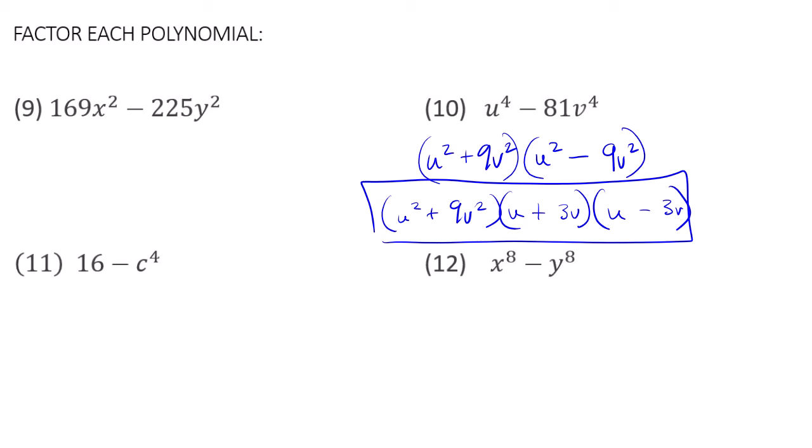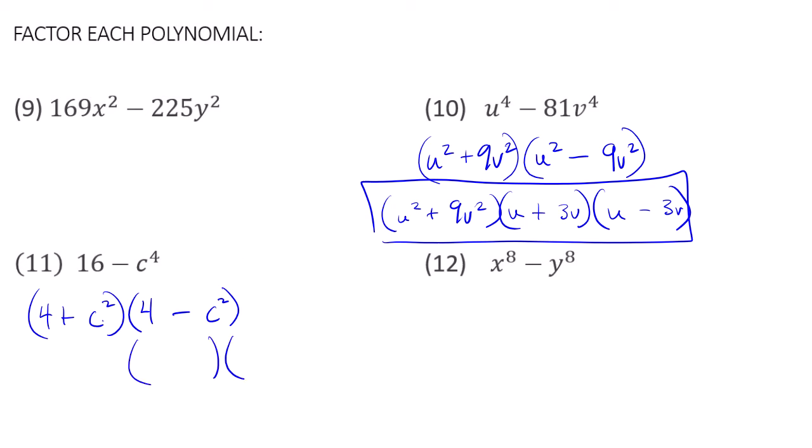All right, number 11. So difference, right, of 2 squares. So this works. So we can open up our parentheses, take the square root of 16, which is 4, put that here and here. Take the square root of c to the 4th, which is c squared. And then a plus and a minus. Okay. Now, once again, this can be factored more.